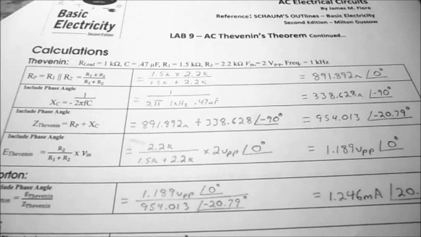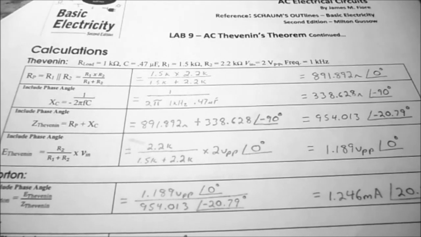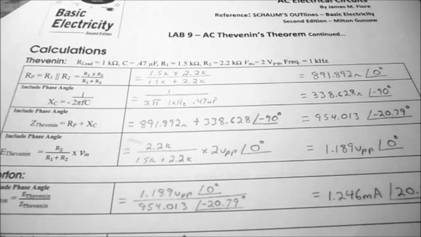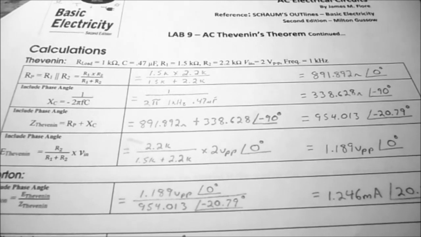So to calculate Z Thevenin, it's equal to R parallel plus XC. So that's equal to 891.892 ohms. Remember, that's at an angle of 0 degrees. Plus XC, which is 338.628 ohms at an angle of minus 90 degrees. That's going to be equal to 954.013 at an angle of minus 20.79 degrees.